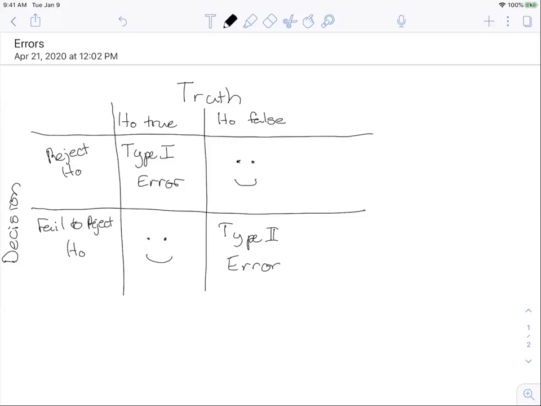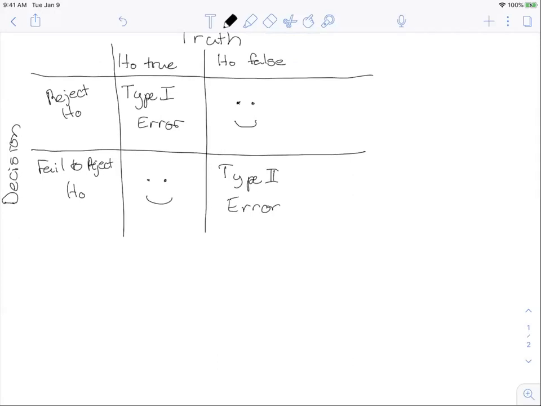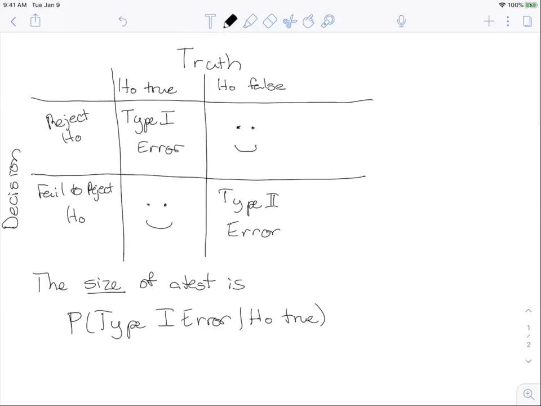So for right now, let's think about type 1 errors, and I want to define the size of a test, which is the probability of making a type 1 error. So the size of a test is the probability that you make a type 1 error. And as we think about this, I want to explicitly condition on the fact that the null hypothesis is true. So just to think about this for a second, if we make a type 1 error, we're in the first column of this table up here, and that is the column where the null hypothesis is true.